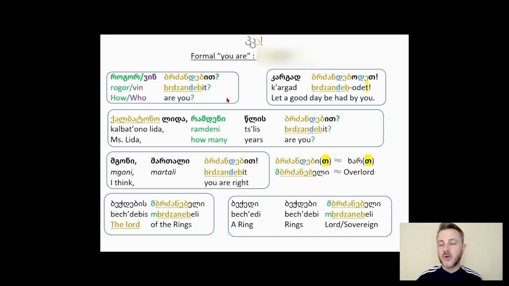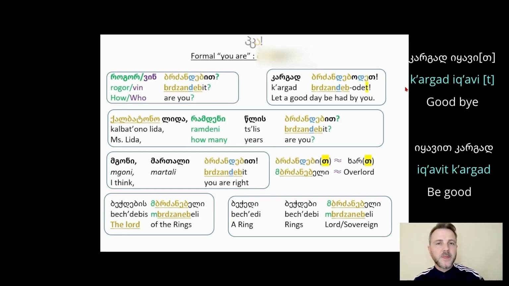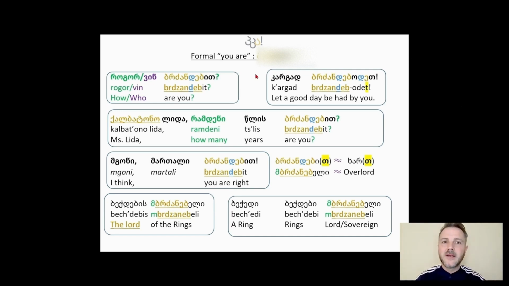I don't know who you are. Veen BRDZAN-de-bit. I'm almost pleading with you to tell me from the highest level of respect. And I think that that's really what needs to echo with many of these examples. If I use, for example, the phrase, Kargadi Khavi, that's nice. But if it's just you and I say kargad ikhavit, then it's very polite. If I say kargad BRDZAN-de-bodet, then I've taken it to the next level.